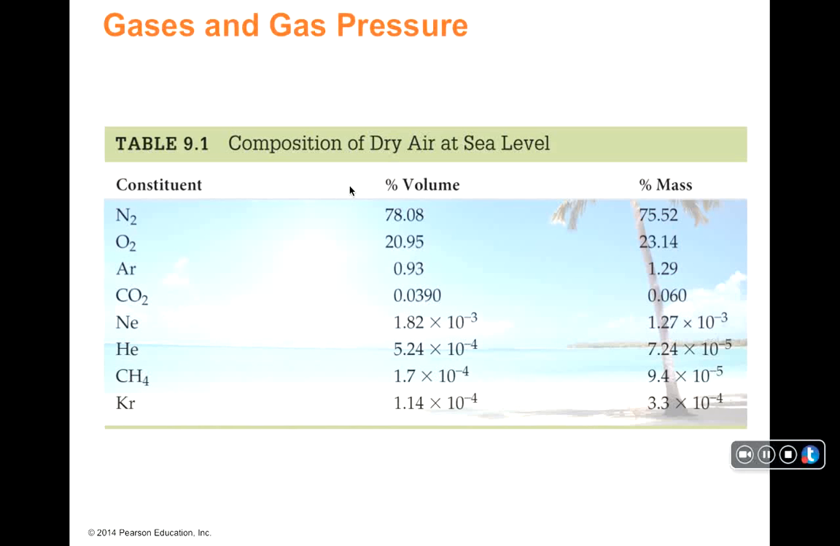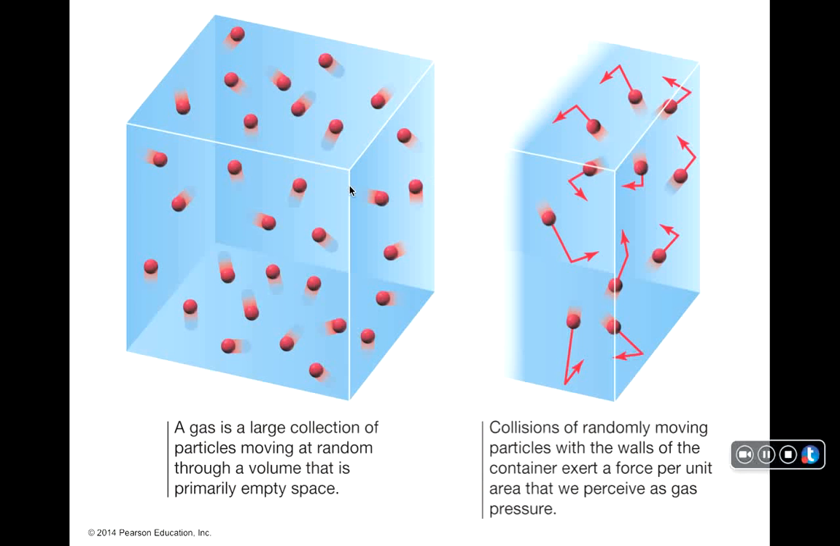But this first gives you an introduction to gases, and this just shows the composition of dry air at sea level. A gas is a large collection of particles. They move at random through a volume. It's primarily empty space, and it's those collisions of the particles against the walls that exert a force, and this is what we know of as pressure.